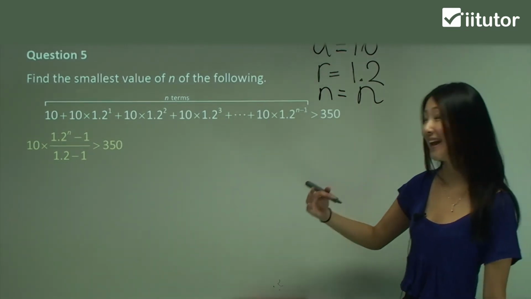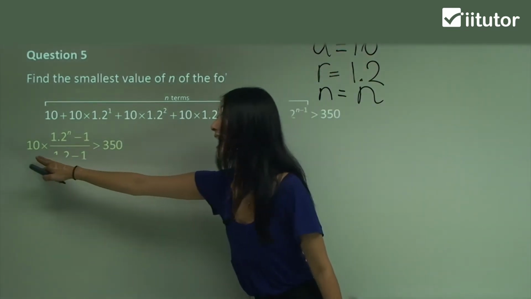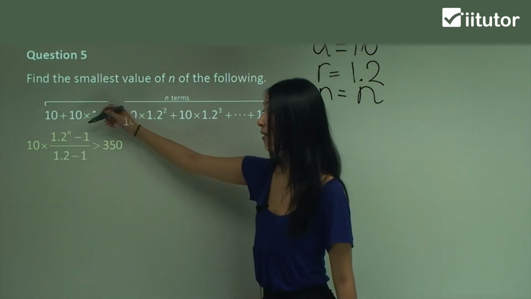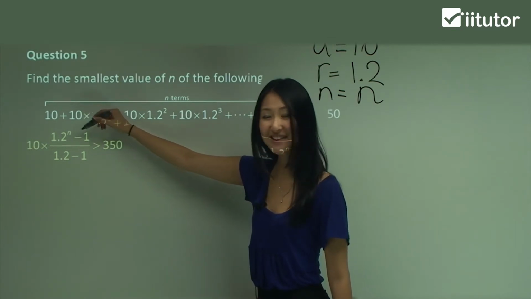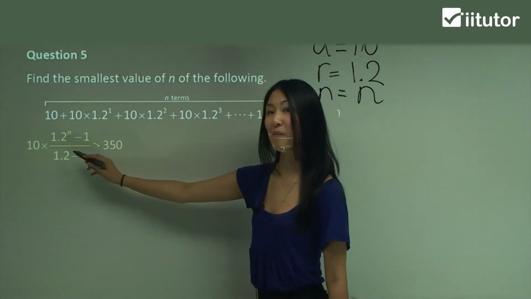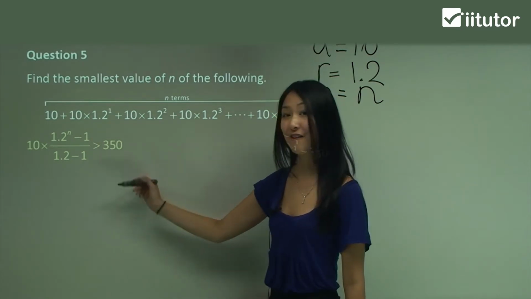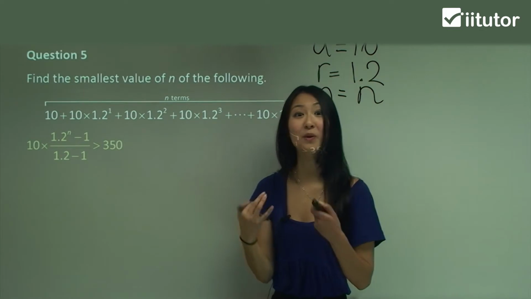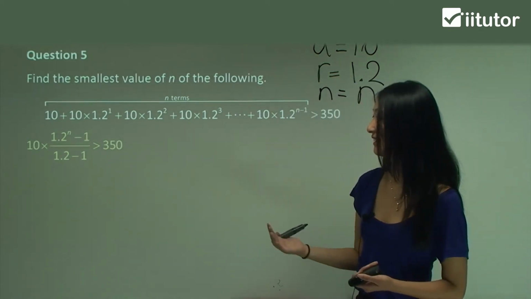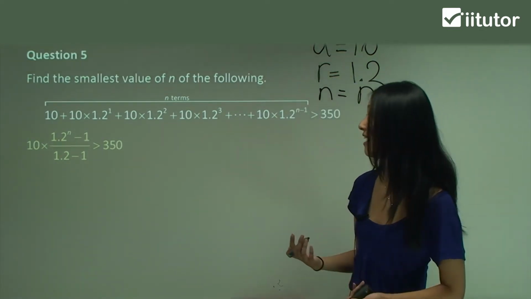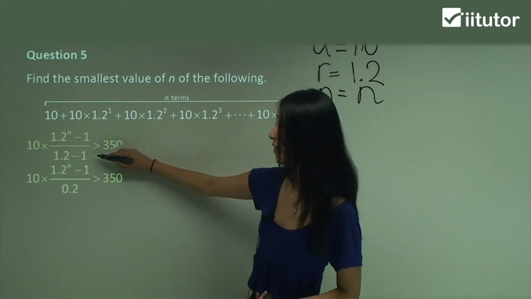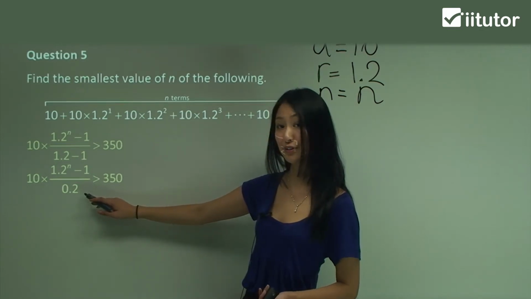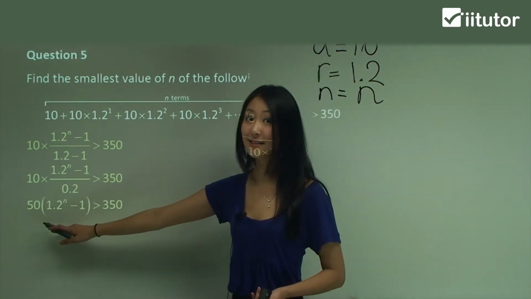And that's how we get this equation here, which is a, our first number, multiplied by the ratio 1.2 to the power of the number of terms, which we worked out to be n, minus 1, over 1.2 minus 1, and we want to find out when that is greater than 350, so the smallest value of n. Now it's just a matter of working that out, so we can simplify that to 0.2, and 10 divided by 0.2 is just going to give us 50.